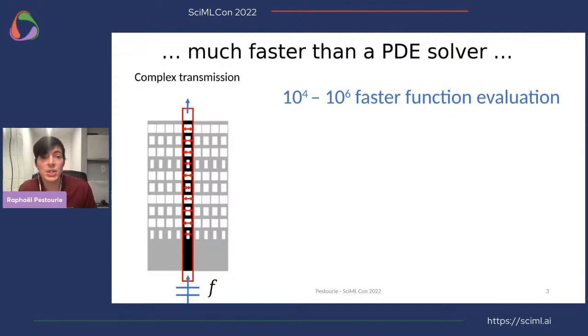At evaluation time, since a surrogate model does not solve for the PDE solution but rather evaluates a fit, surrogate models are orders of magnitude faster than PDE solvers. For an application like this one in optics, a typical speedup would be 10,000 times faster in 2D simulations and a million times faster for a 3D simulation.